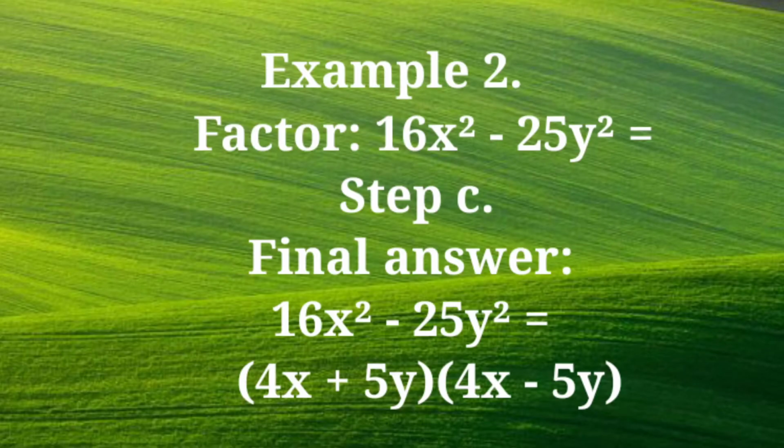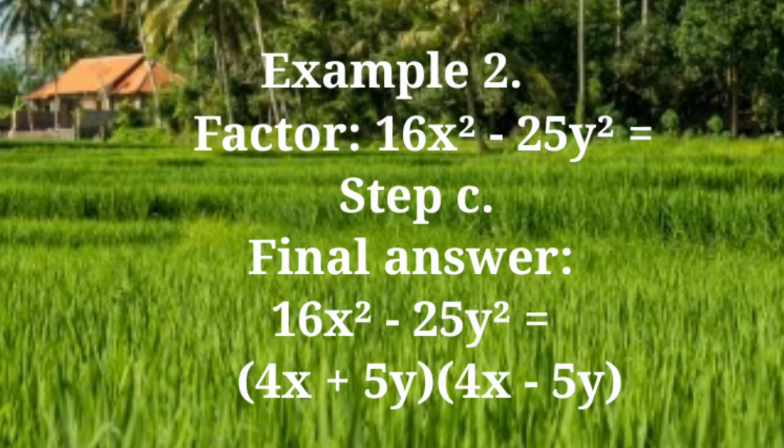Example number 2. Factor 16x squared minus 25y squared. Step C. Final answer. 16x squared minus 25y squared equals 4x plus 5y, 4x minus 5y.